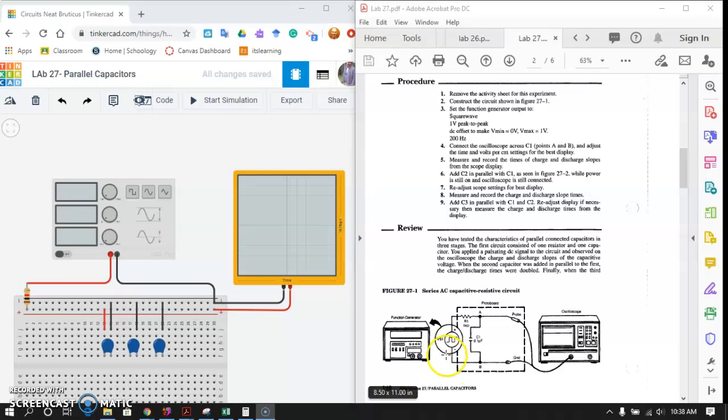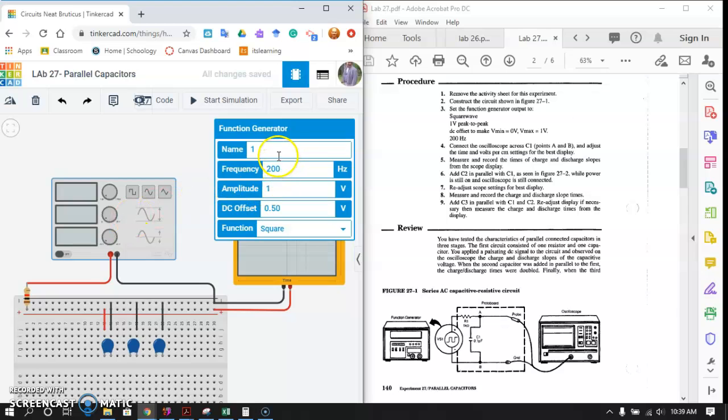So in constructing the circuit, we're going to look at our schematic down here at the bottom. We have our function generator set out here, and the settings for our function generator, we should have a square wave, 1 volt peak to peak, a DC offset that enables us to have a minimum voltage at 0, and a frequency of 200 hertz. So taking a look at my function generator settings here, here's my frequency, 200 hertz. I set my amplitude or peak voltage at 1. They're looking for a peak-to-peak voltage of 1. And so there's my amplitude setting.